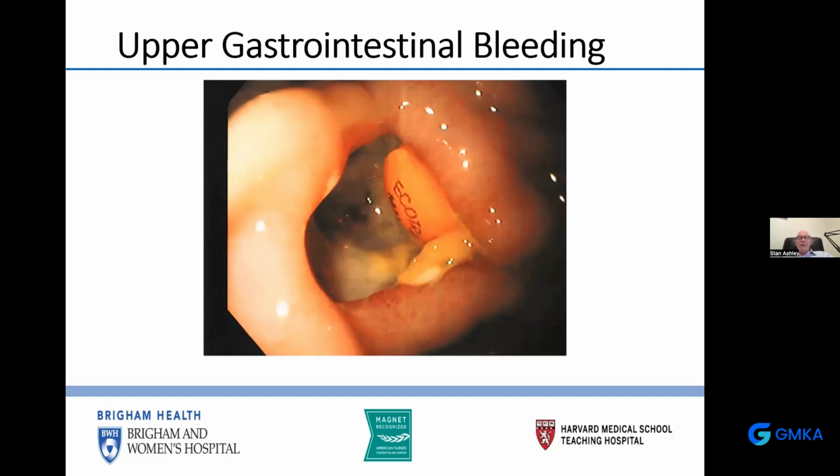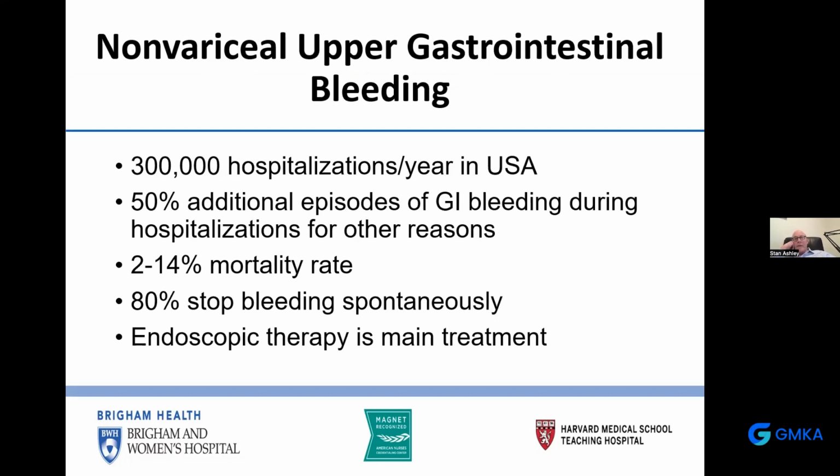In the US, still a huge problem. That aspirin tablet is one of the reasons we have not controlled this completely. About 300,000 hospitalizations a year in the United States, and then another 50% additional episodes of bleeding in patients who are hospitalized for other reasons. It still has a mortality rate of up to 14% in the US.